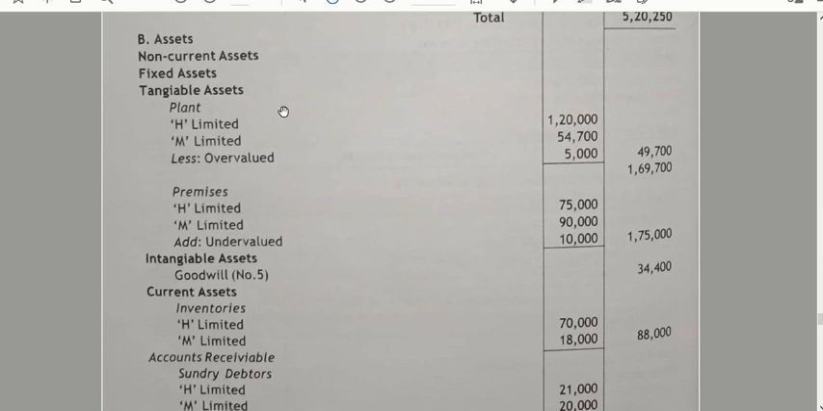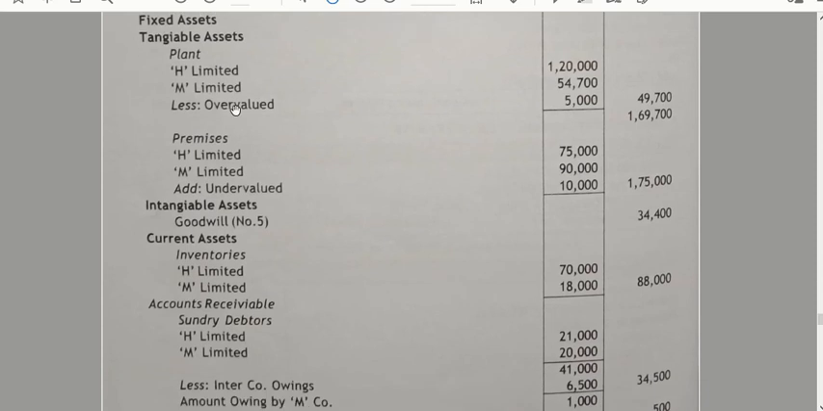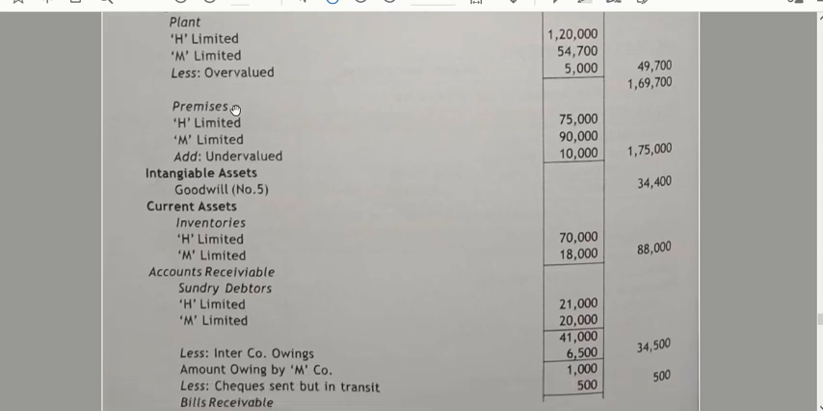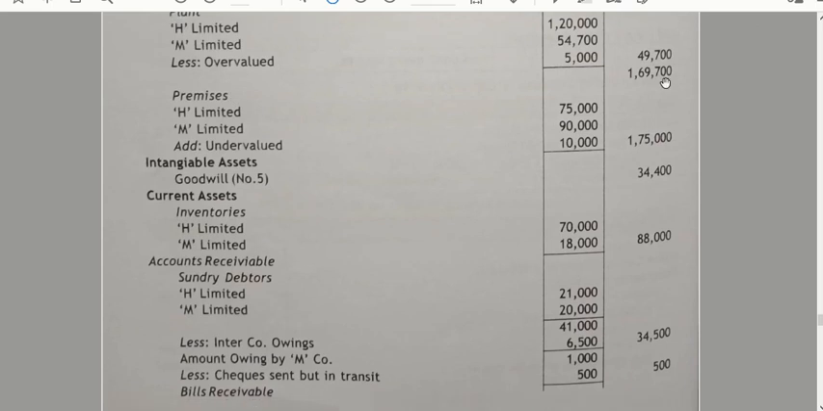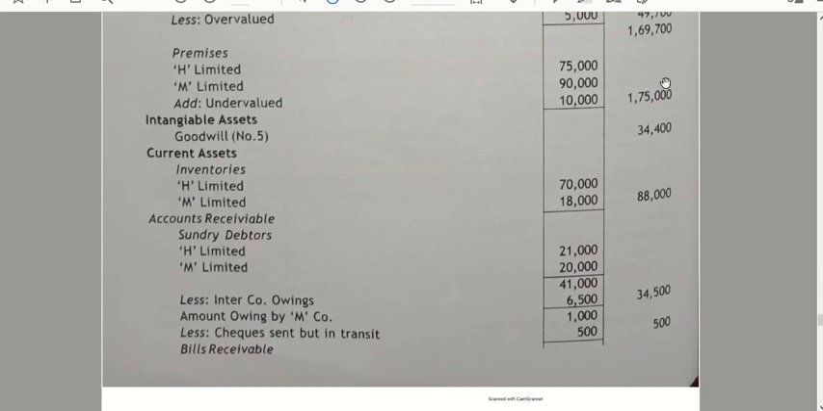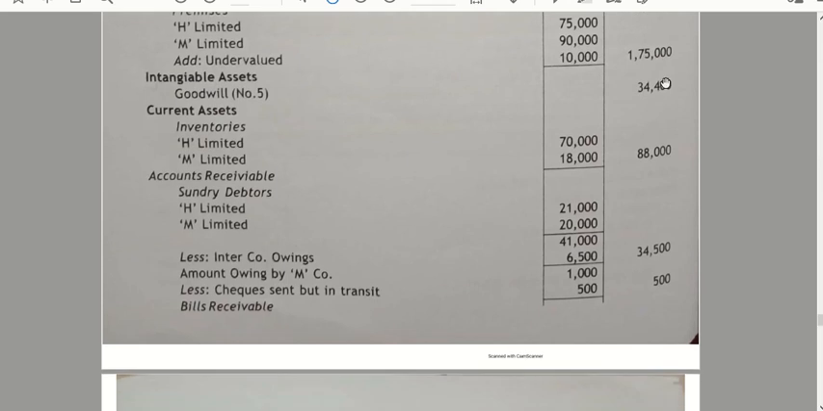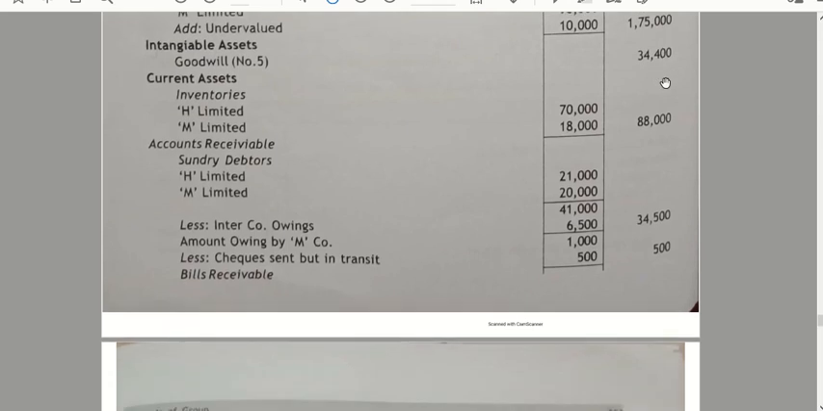21,550. Moving on to your asset side, non-current assets. Under that we have fixed assets, tangible assets, plant. H Limited is 1,20,000. M Limited is 54,700 less your overvalued. If it is overvalued, minus it. If it is undervalued, add it to your respective asset. So 5,000, 49,700. Premises, H Limited 75,000, M Limited 90,000. Add your undervalued 10,000, so 1,75,000.